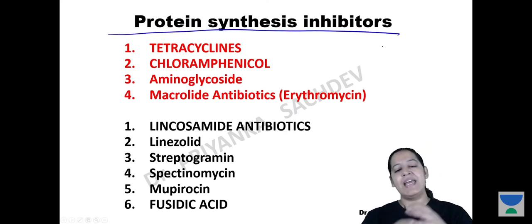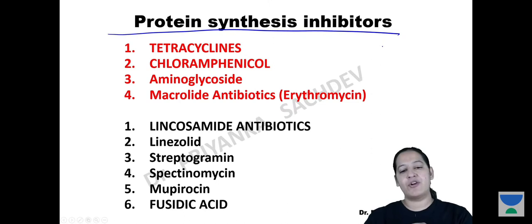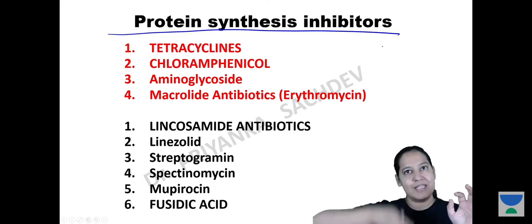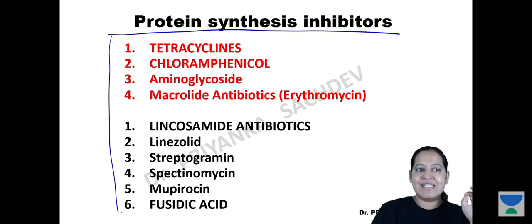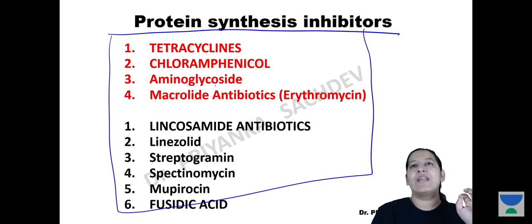So I teach antimicrobials in a very unique way. Those who are my old students already know my way of teaching. I ask you to make comparative tables. So today I am going to teach you these 10 drugs. These all are protein synthesis inhibitors.